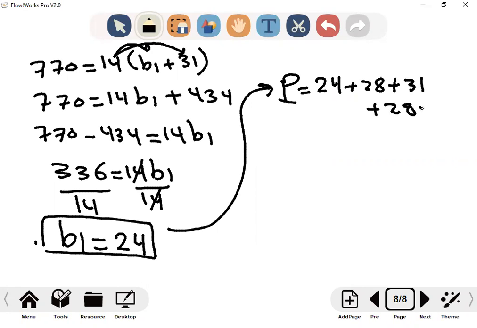28.9, all equal to... Why aren't you writing? Write. Let me add it. We have 24 plus 28 plus 31 plus 28.9. This is 111.9.